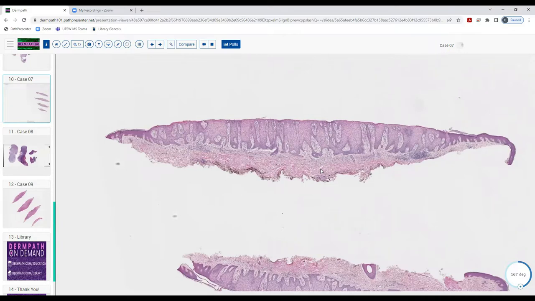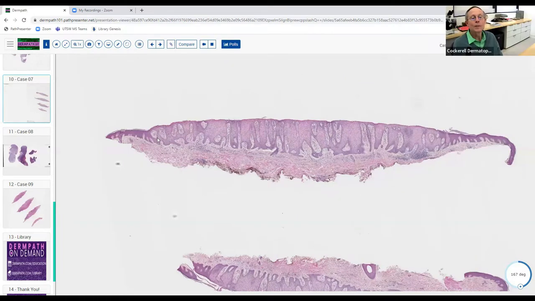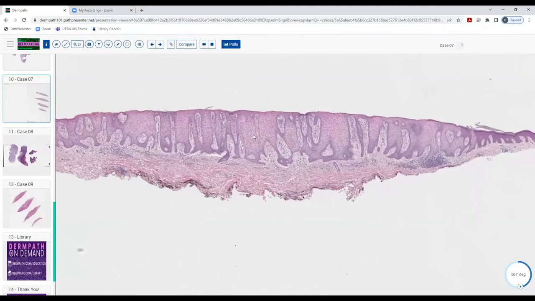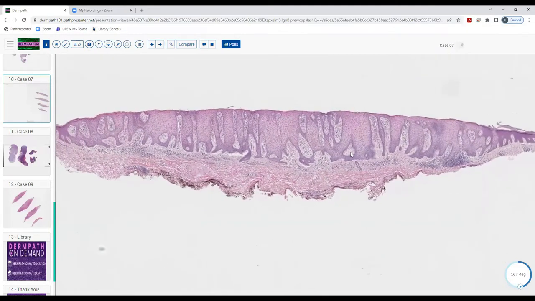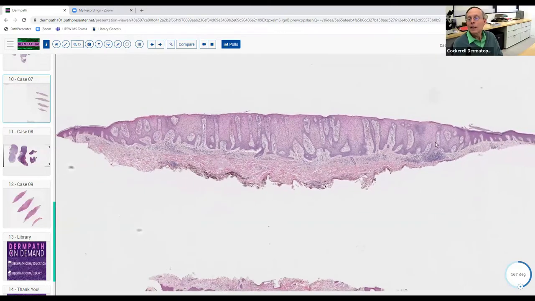So shave biopsy, we have a clear cell epidermal process that has a sharp beginning and end. Yeah, good, excellent. It's acanthotic, like a clear cell acanthoma. Yeah, good, that's exactly what this is. It's not a bad name.